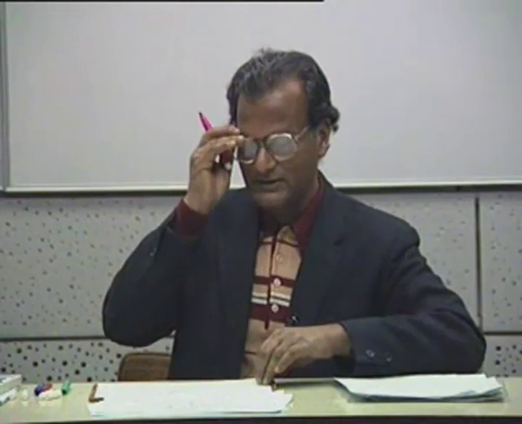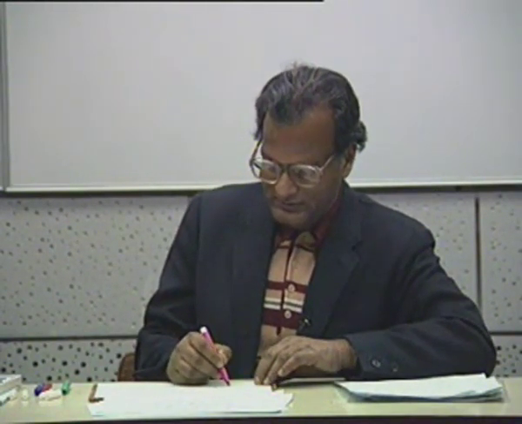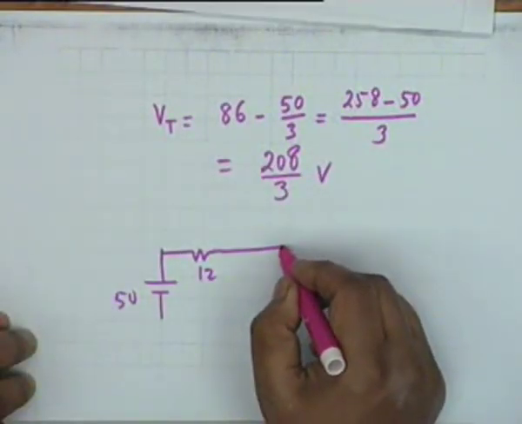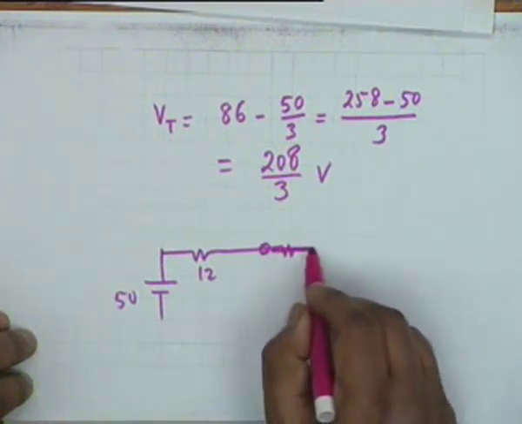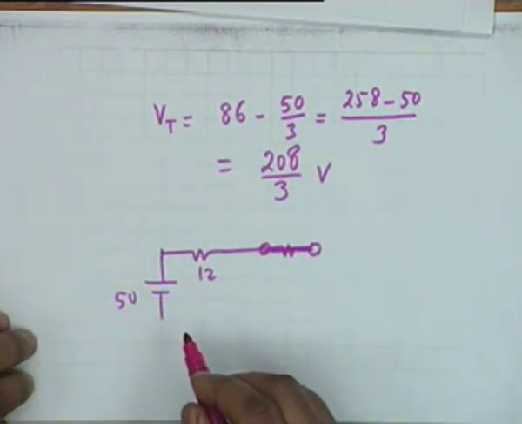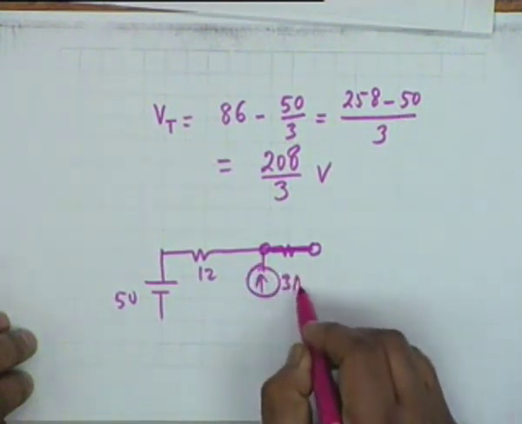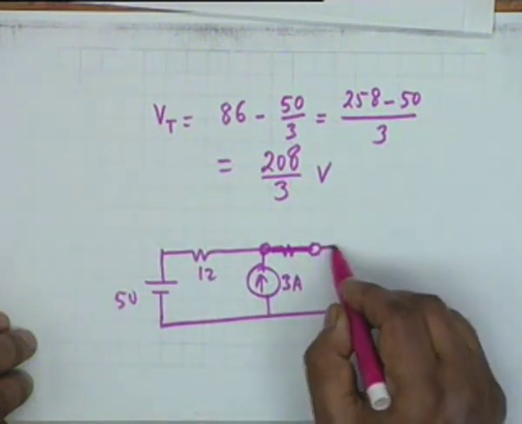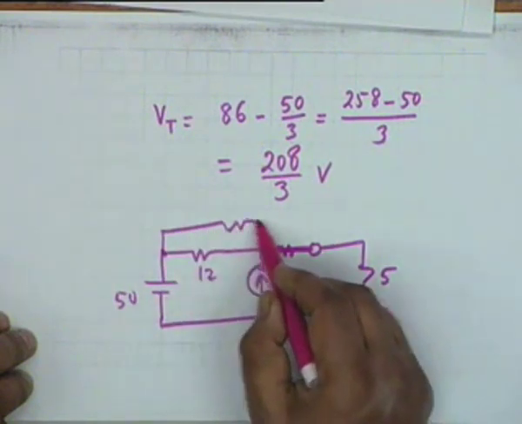As you shall see right away, our circuit was 50 volt, 12, then I beg your pardon. This would be a short circuit now. That 2 ohm would be a short circuit. You have a 3 ampere source here, 3 ampere source. Then you have a 5 ohm and a 10 ohm here.